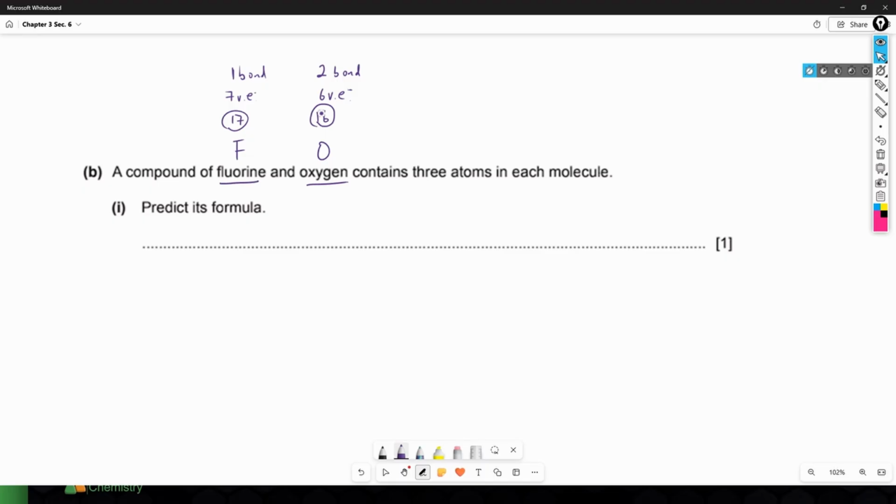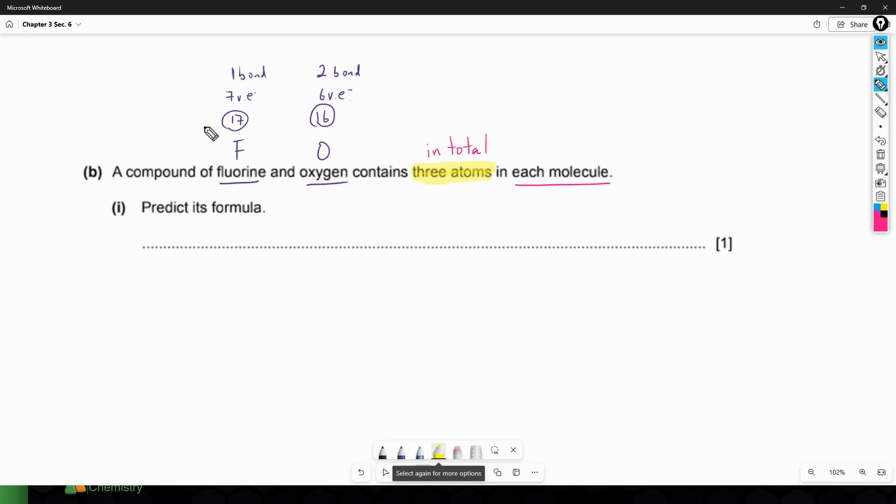Now, you have to be careful with how you read this question, because this right here might confuse some students. A compound of fluorine and oxygen contains 3 atoms, not 3 bonds. You have to be very careful with the wording and what you're reading. It's 3 atoms in total, not 3 atoms of oxygen, not 3 atoms of fluorine, 3 atoms in total in each molecule. Which means that when we're looking at this, we're going to have 3 things bonded to each other.